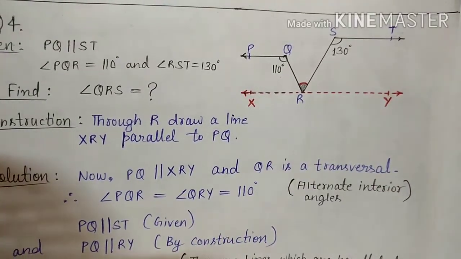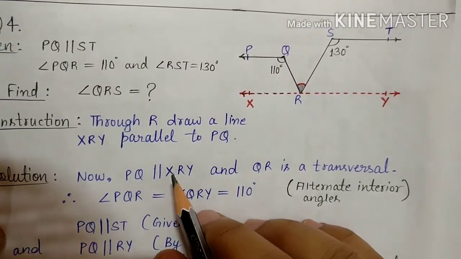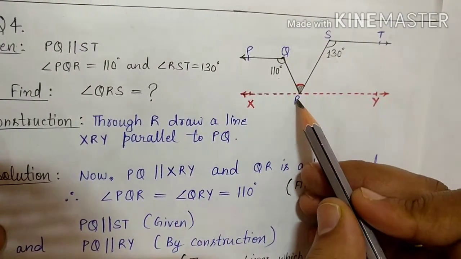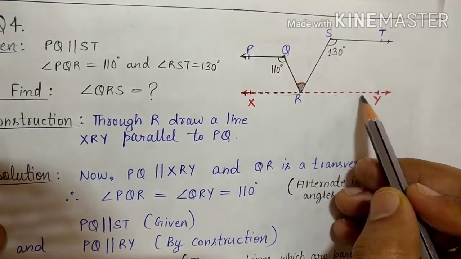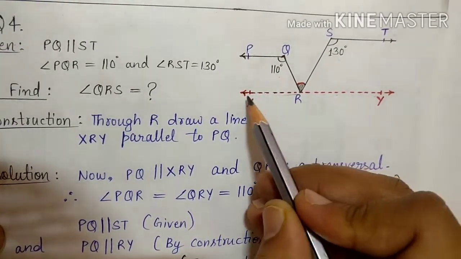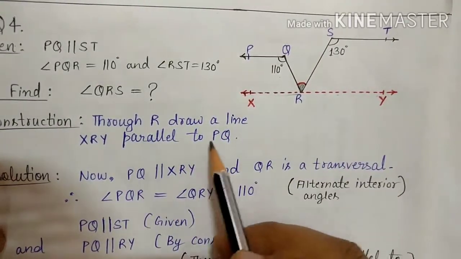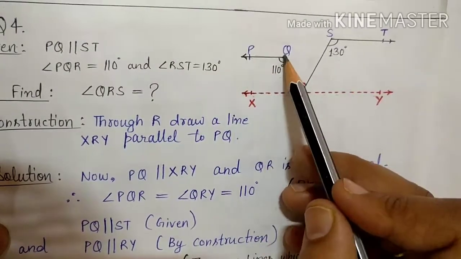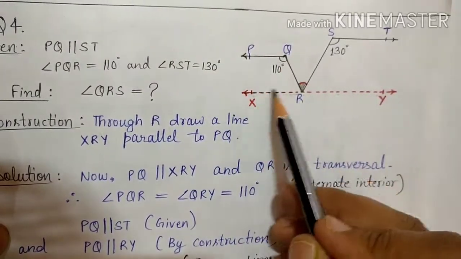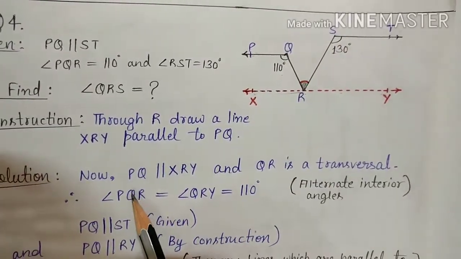Now what do we have to do? To find this angle QRS, first we do one construction. Through R we have drawn this line to both sides. Always show the construction with dotted lines. So through R draw a line XRY which is parallel to PQ, a straight line parallel to PQ and ST also. Now we will start our solution.